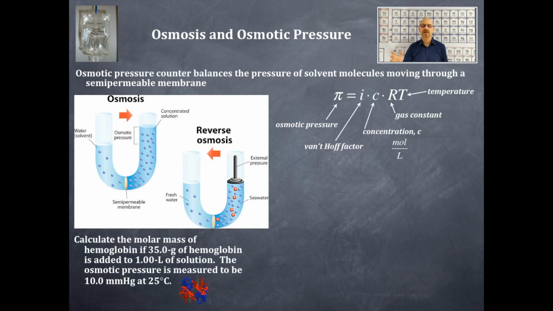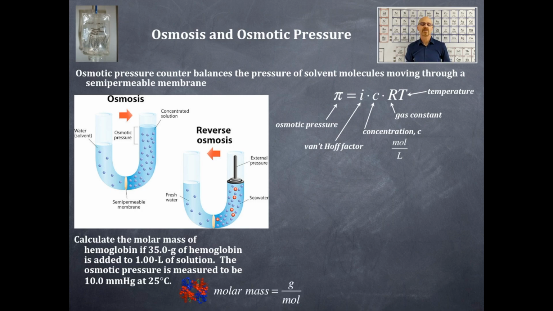So here's our question. It's in the lower left-hand corner here. We're going to calculate the molar mass of hemoglobin if 35.0 grams of hemoglobin is added to 1 liter of solution. The osmotic pressure is measured to be 10.0 millimeters of mercury at 25 degrees Celsius. There is a little diagrammatic three-dimensional drawing of hemoglobin. I've drawn that for you.